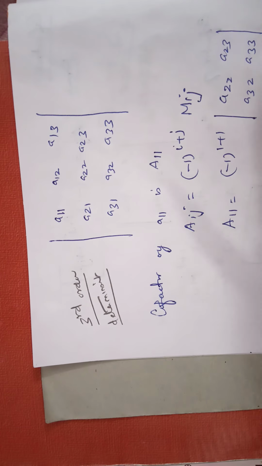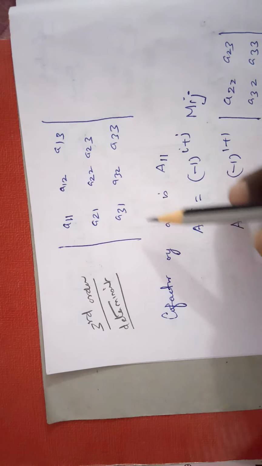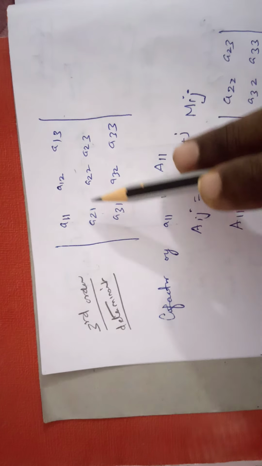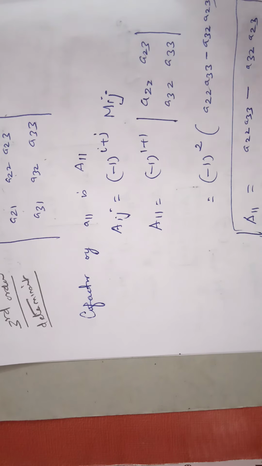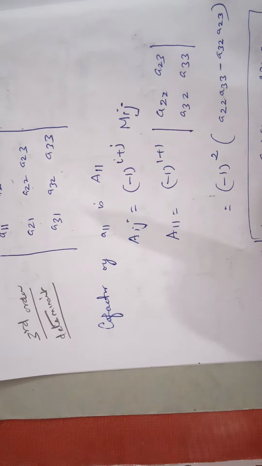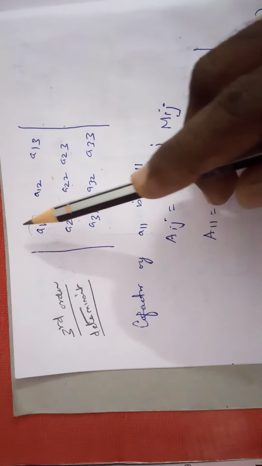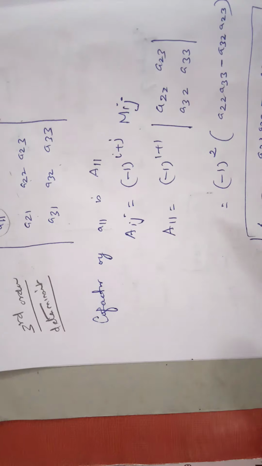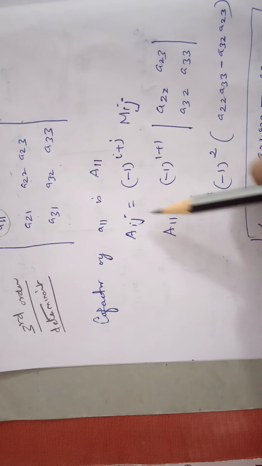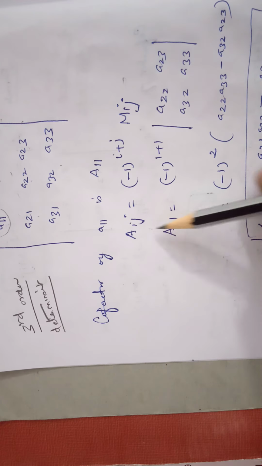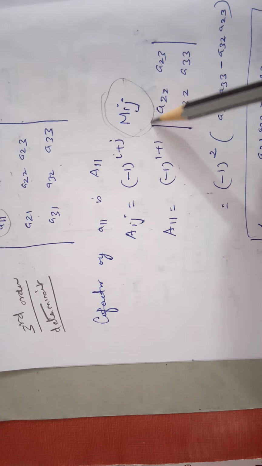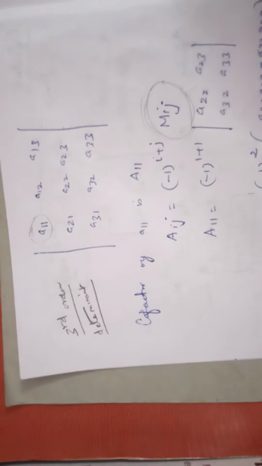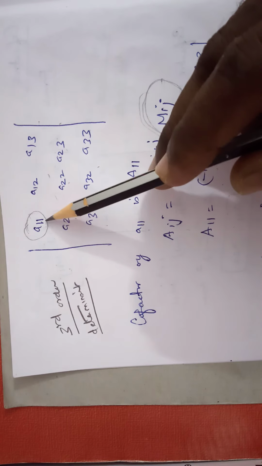Next we move to compute the cofactor of the third order determinant. Third order determinant has 3 rows and 3 columns: A11, A12, A13, A21, A22, A23, A31, A32, A33. Find the cofactor of A11. Applying the cofactor formula, A11 equals minus 1 power 1 plus 1 into the minor of A11.